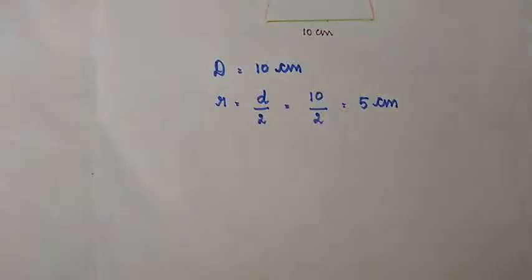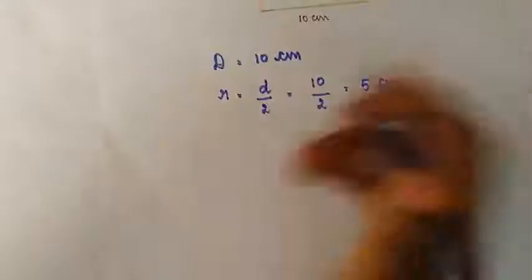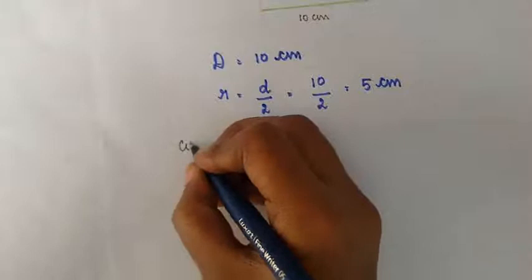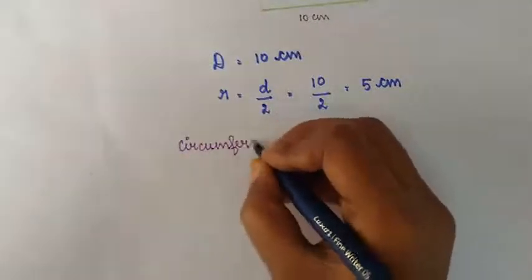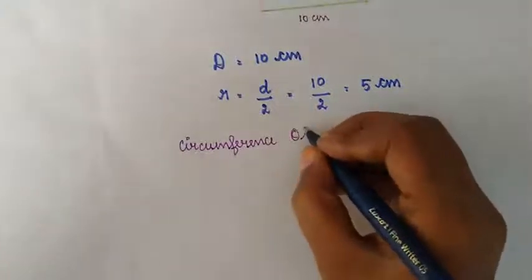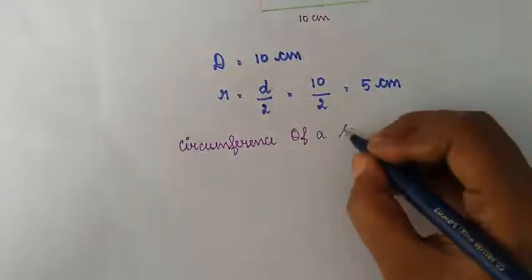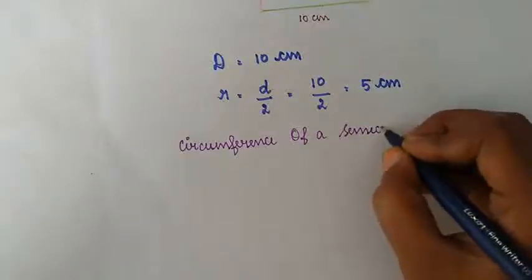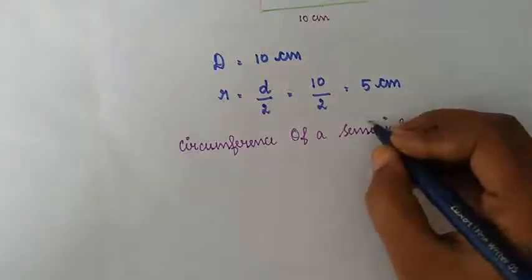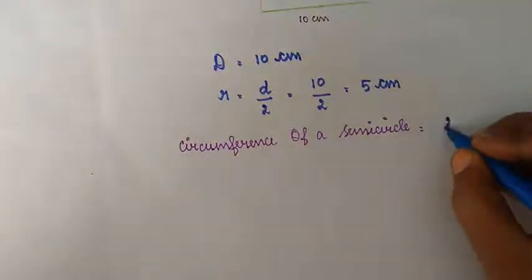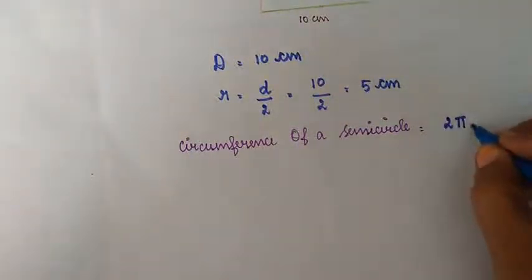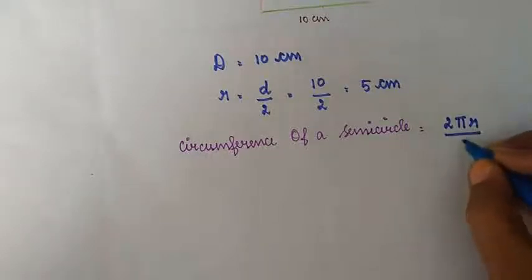Then write the formula for the circumference of the semicircle. What do you mean by semicircle? It is half of the circle. First we write the circle formula, 2 pi r, divided by 2, half of the circle.